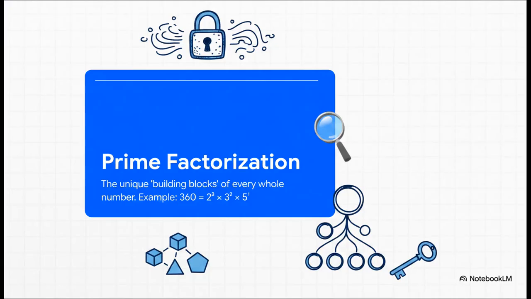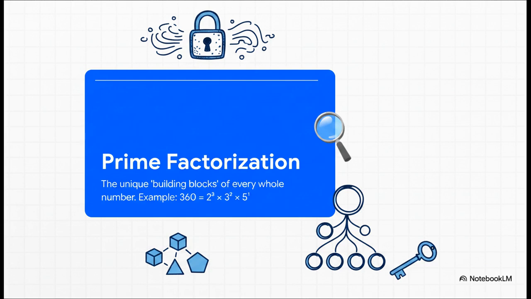First up in our kit, prime factorization. This right here is the fundamental theorem of arithmetic. And trust me, it's a huge deal. It basically says that every whole number has its own unique secret identity, a set of prime building blocks. It's like a number's DNA. For 360, that DNA is 3 2s, 2 3s, and 1 5.